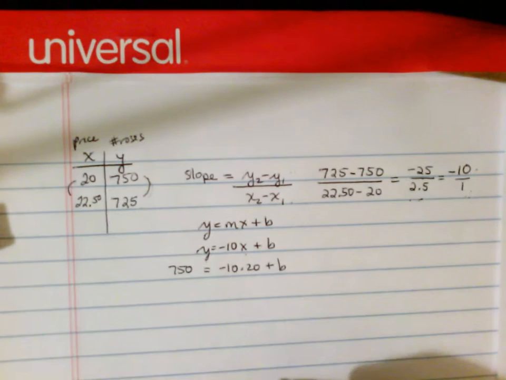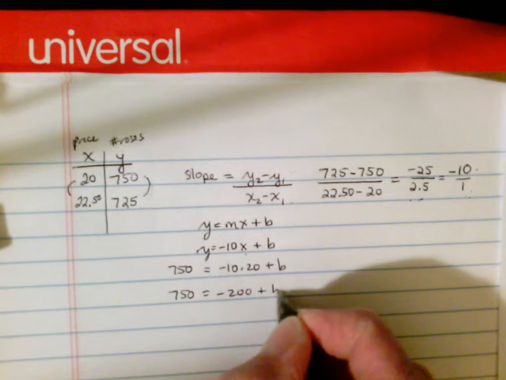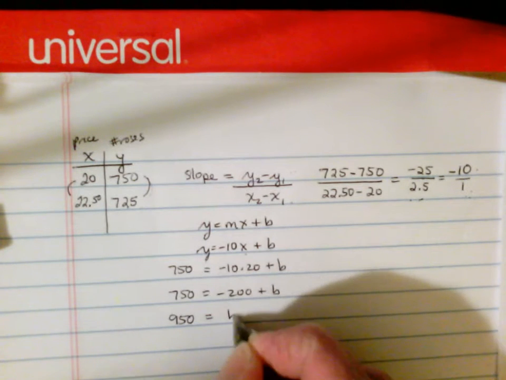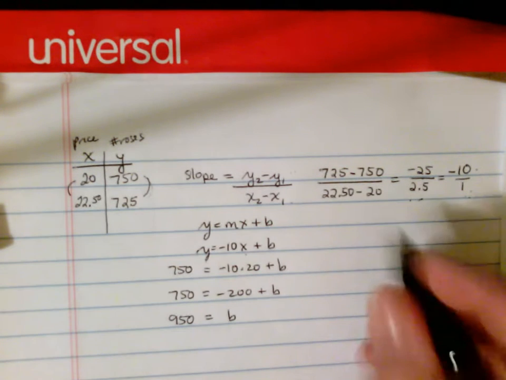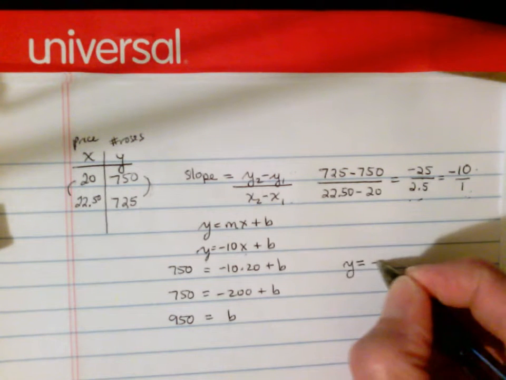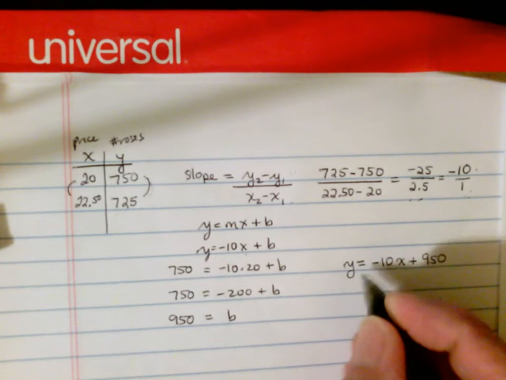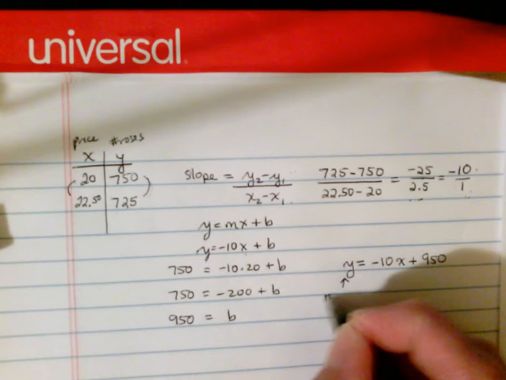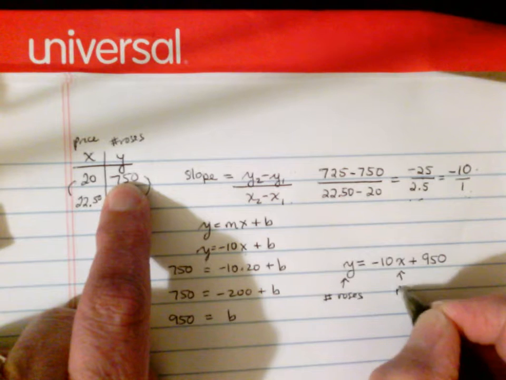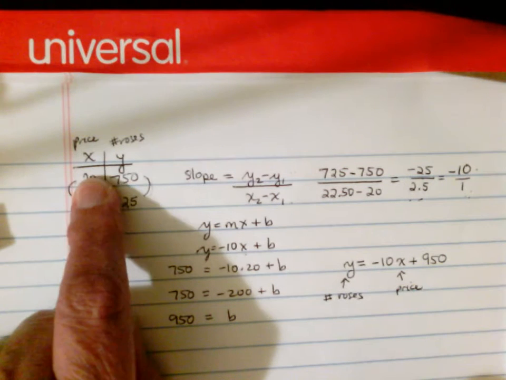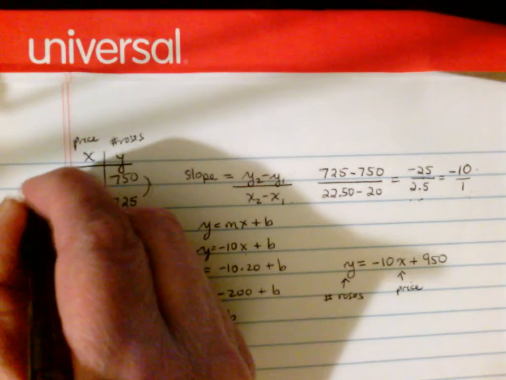Substitute in, and we find that b is going to be 950. Okay, so now I have my equation. I can say that y is equal to negative 10x plus 950. Remember that y is the number of roses and x is the price per rose. Okay, so we've done part A. This was all part A.